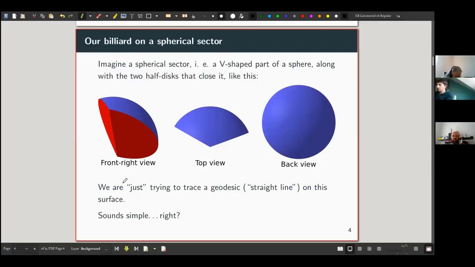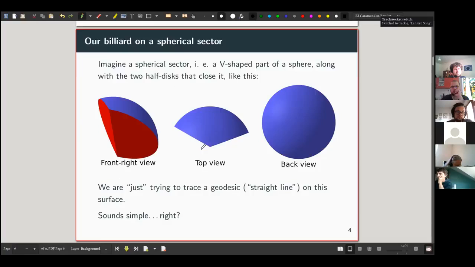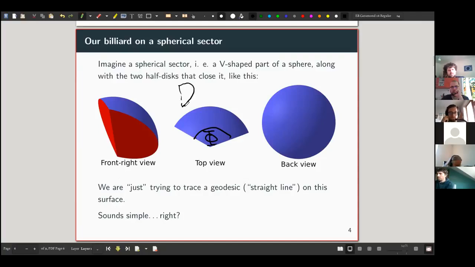So here you have a view from 3 different sides. As you can see, it has just a spherical back. And from the top, it also just looks like a V-shaped part of a sphere with some angle in here that we will call capital phi. And on the other side, it is surrounded by the 2 half disks, this one and this one.